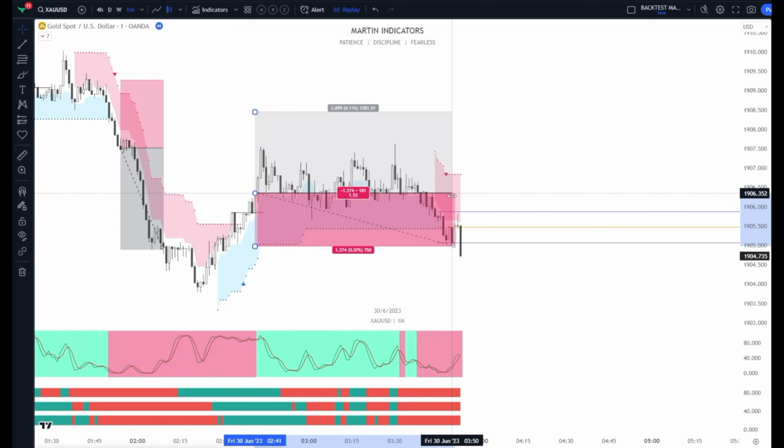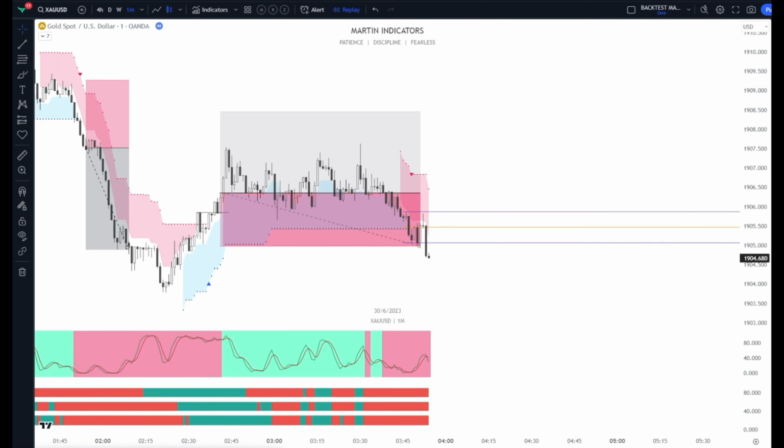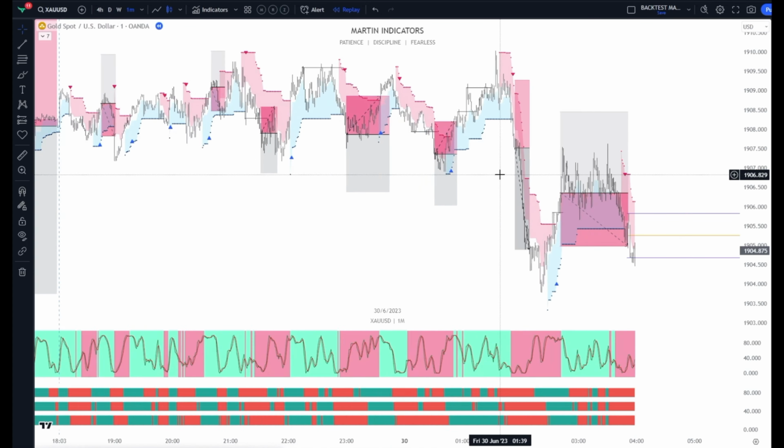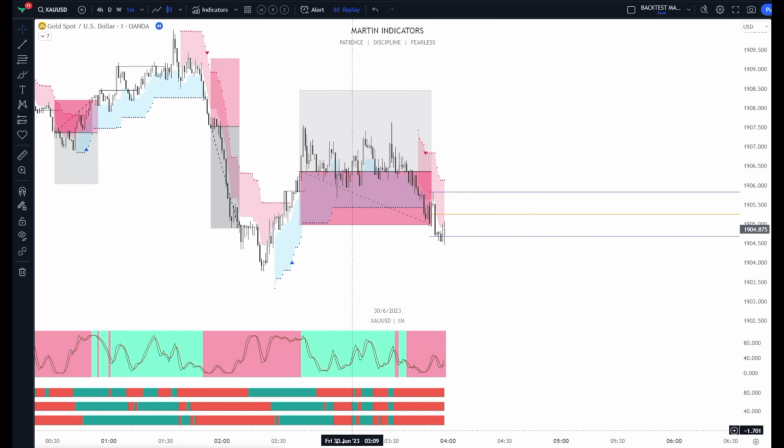Stop hit. So Friday was such a choppy day. As you can see, the price action has been moving up and down in the same range. So as we are dealing with the 1 minute time frame, we have to deal with these chops once in a while.